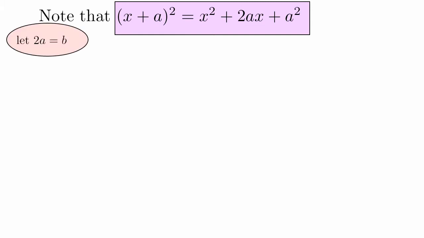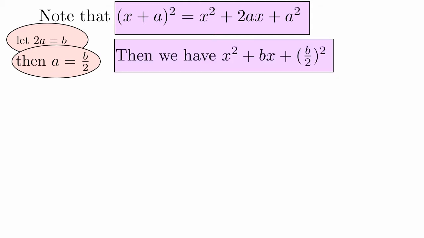We want that to be a single letter, and you'll see why later. So let 2a be called b, then as a result, a is equal to b over 2. And we have this result. So that squared term becomes x² + bx + (b/2)². And the advantage of this is, look at the bx term. There's just one number there. And we know what we can add to that in order to have a square. Let's see how it works in practice.